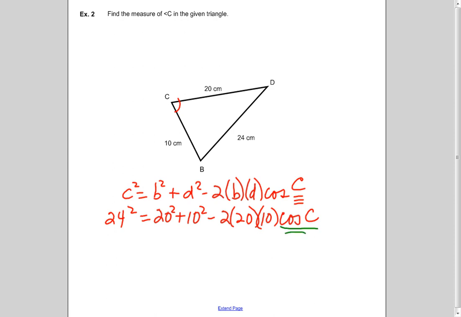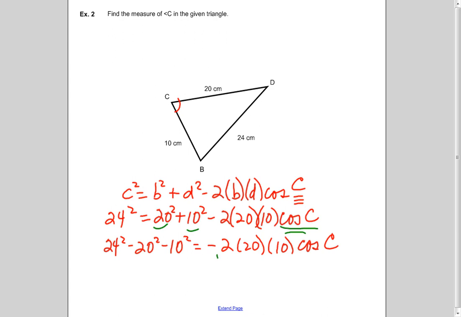Now my goal is to get cos C by itself. So before I even touch a calculator, I would like to get rid of all of the extras on the right side so that I can isolate cos C. I'm going to start by getting rid of the 20 squared and the 10 squared because they're add-ons. So to get rid of those, I'm going to subtract 20 squared and 10 squared from both sides. My left side is now 24 squared minus 20 squared minus 10 squared. And I'm just going to rewrite what's left on the right side.